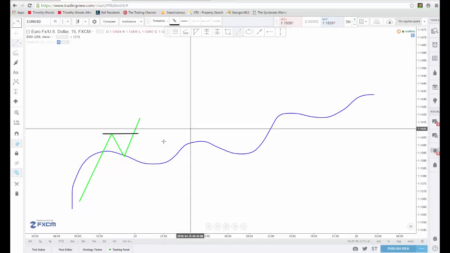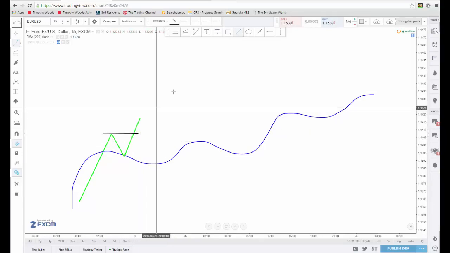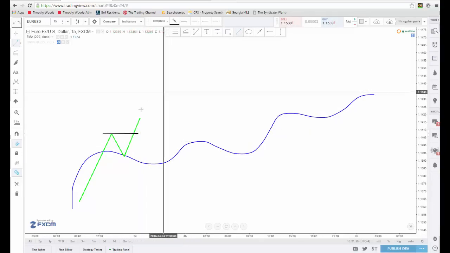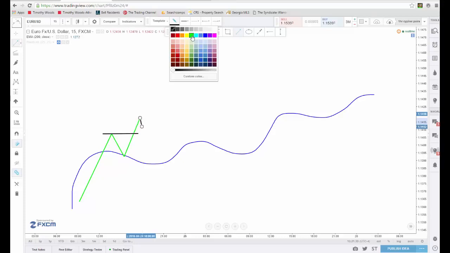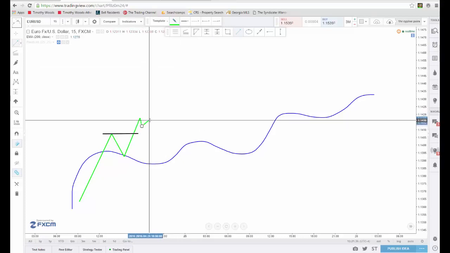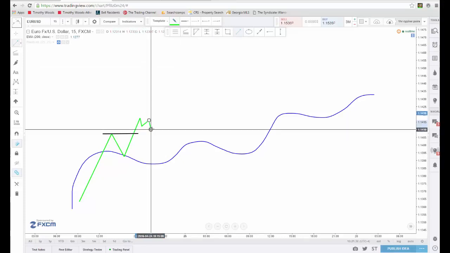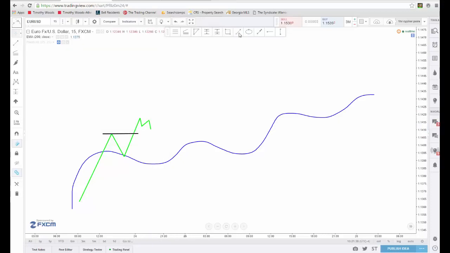So what I'm going to be looking for is any type of simple price action pattern, from a flag to a triangle to a pennant, and also any kind of wedge patterns. So what I'll do here is just draw in a little flag pattern, and this is what I would be looking to trade.